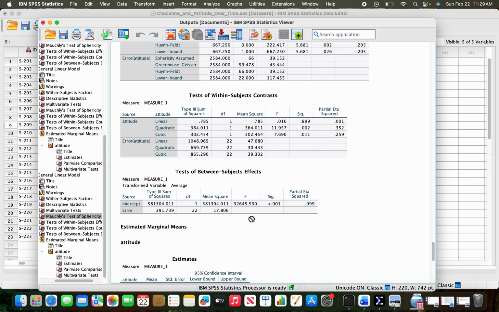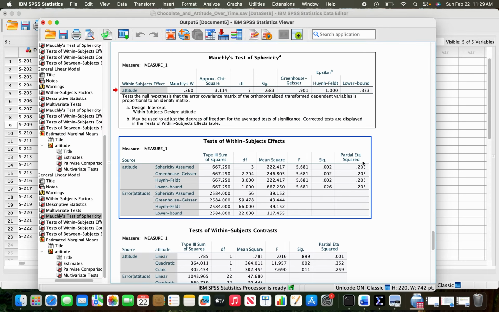So looking at this partial eta squared, the effect size of partial eta squared of 0.205 suggests that time accounts for a large portion of the attitude towards chocolate. Because of this, we reject the null hypothesis, and we are embracing the idea that there is a difference in attitude about chocolate once you have had a piece of chocolate, a large bar of chocolate, and time passes.